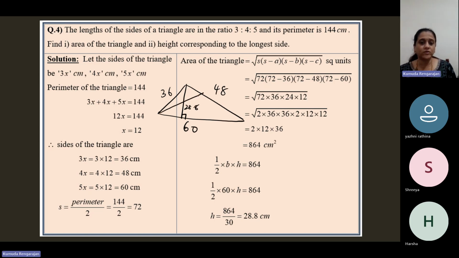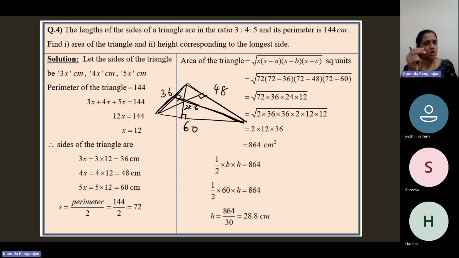The length of this other altitude will be different. For that, you should take the base as 48. The length of this altitude will also be different. For that, you should take the base as 36. The altitude on the shortest side will be the longest. The side is short, 36 centimeters, but the altitude on it is bigger. So the theory is that the altitude on the shortest side will be the longest altitude of the triangle.